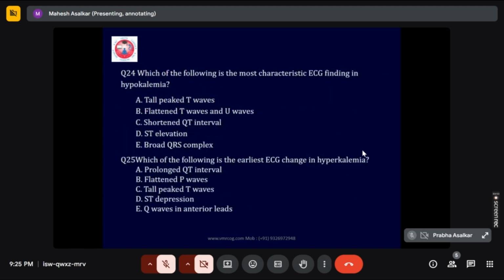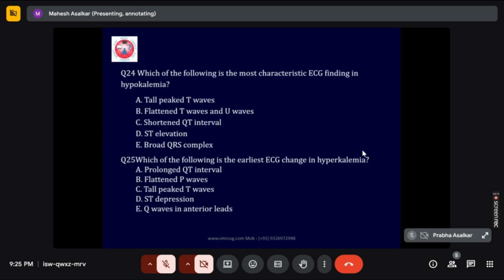Which of the following is the most characteristic ECG finding in hypokalemia? Tall peaked T waves, flattened T waves and U waves, shortened QT interval, ST elevation, broad QRS complex. B. Flattened T waves and U waves. Correct. Flattened T waves and U waves in hypokalemia.